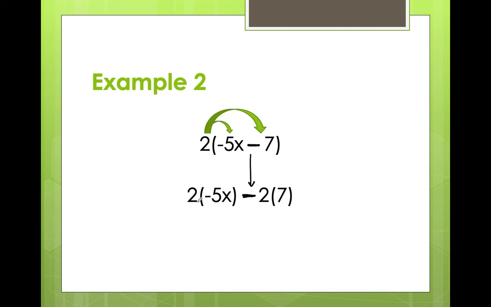Okay, and then we're going to multiply 2 times negative 5 and 2 times 7. 2 times negative 5x would be negative 10x, and 2 times 7 would be 14, and again we bring that subtraction sign down. So our final answer is negative 10x minus 14.